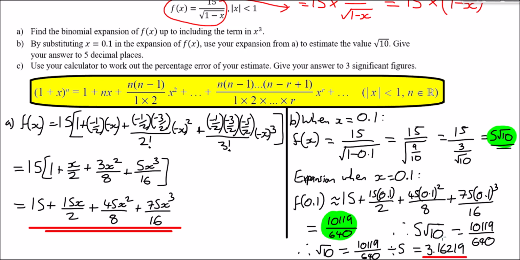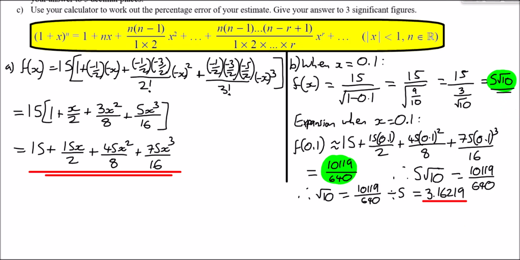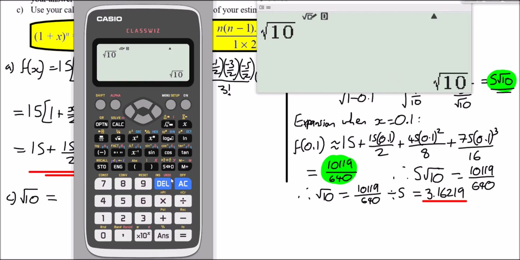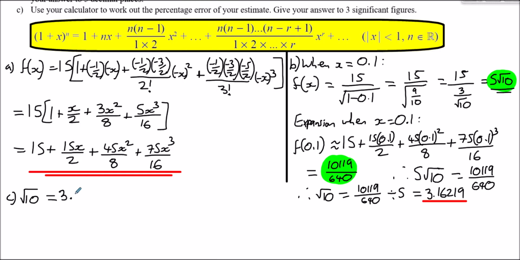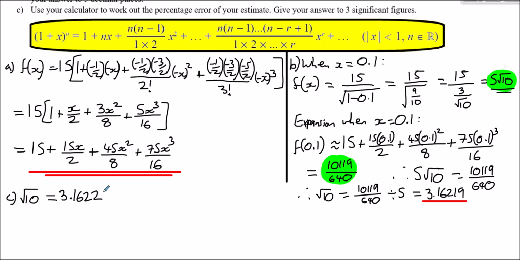Then finally, for part C, it says use your calculator to work out the percentage error of your estimate. Give your answer to 3 significant figures. Well, root 10 on the calculator, let's see what that actually gives us. So square root of 10 equals 3.1622 7766.